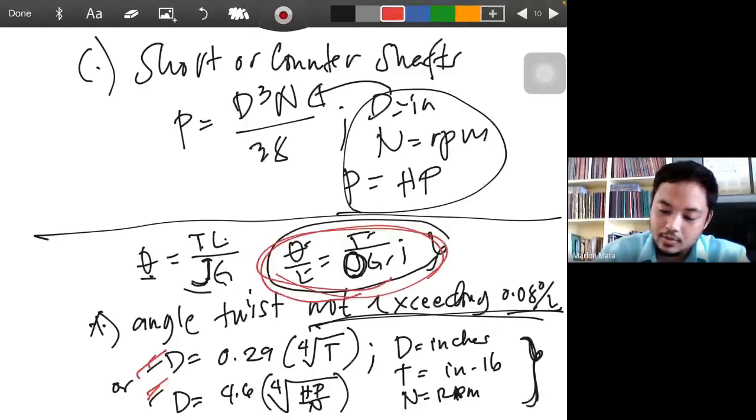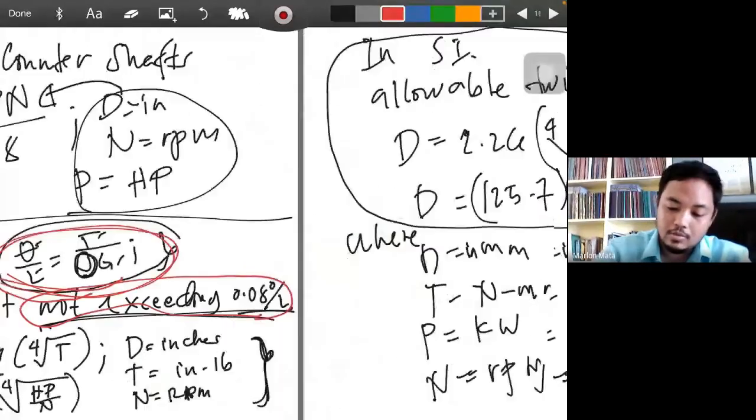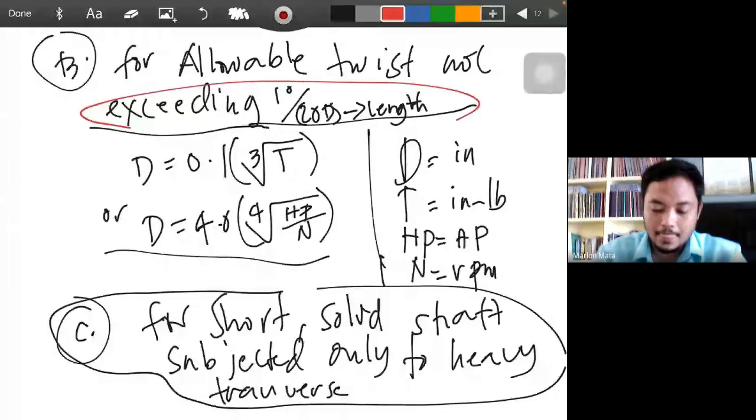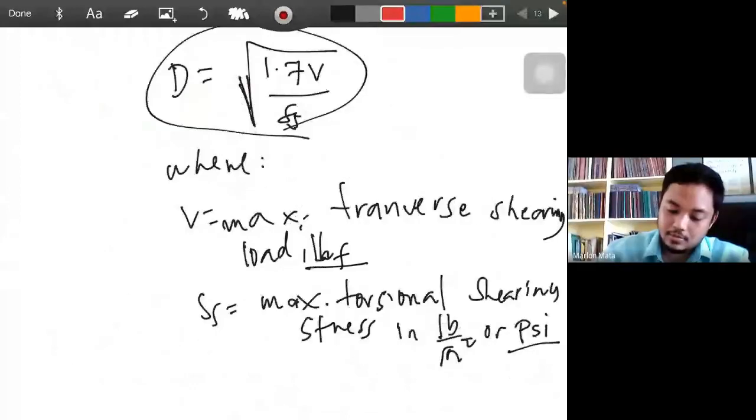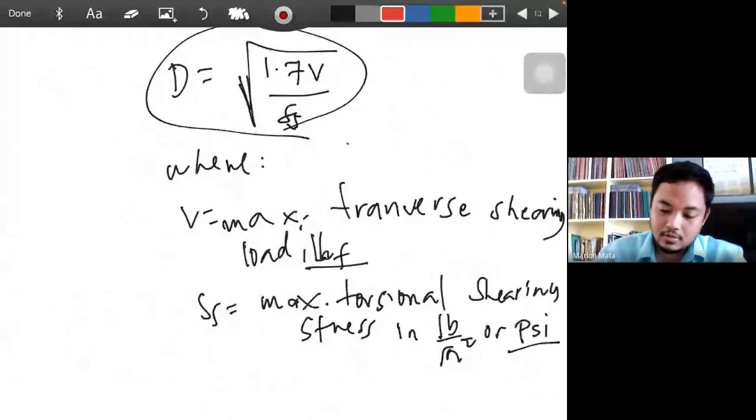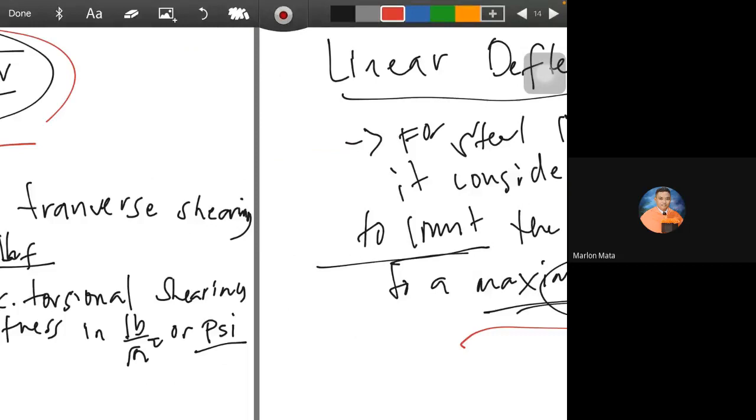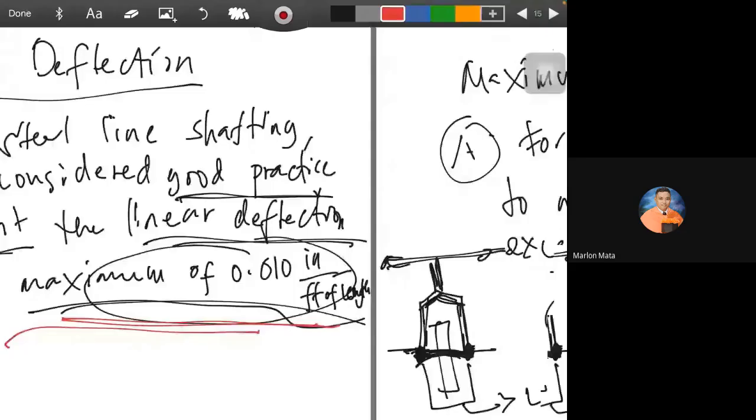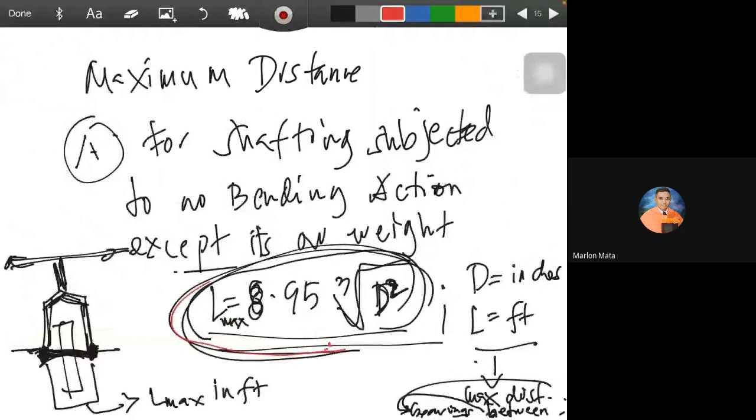Take note of not exceeding the allowable twist, and also the units, because this will come out in the board exam. This one is transverse, take note, transverse. Then deflection. If the shaft has an axle, wheel, or pulley attached to it, the maximum separation in feet is given by this formula, for when a pulley is attached.